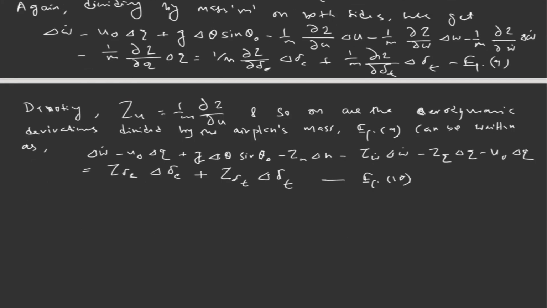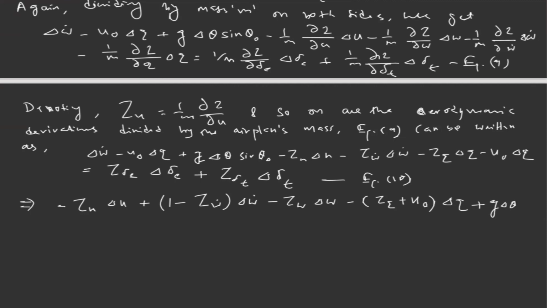Again, equation 10 can be written further as minus Z_U del U plus 1 minus Z_W dot del W dot minus Z_W delta W minus Z_Q U naught delta Q plus g del theta sin theta naught equal to Z delta E delta E plus Z delta T delta T.